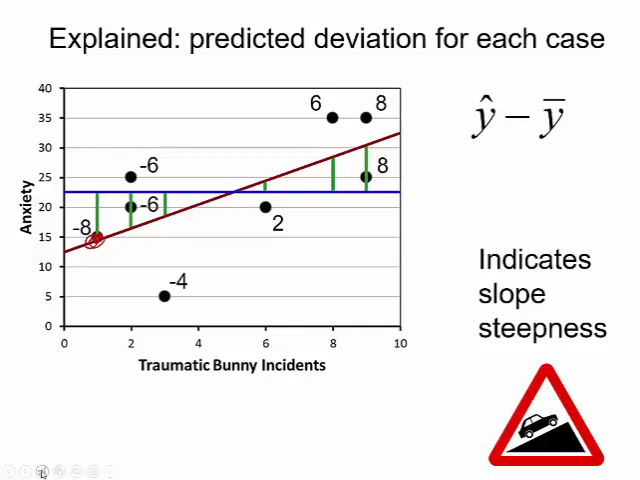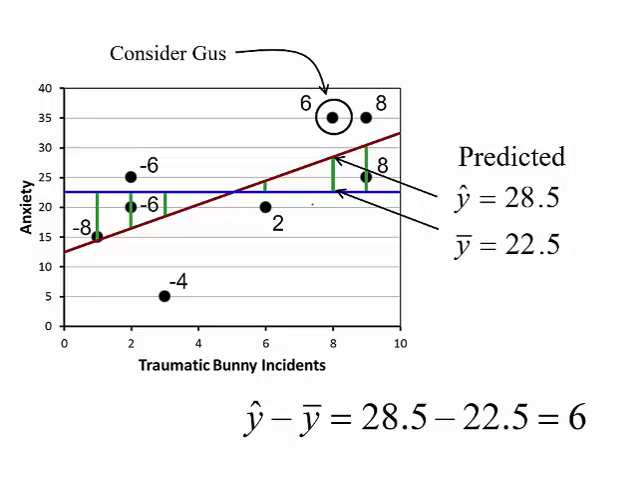So for example, this person right here: the predicted score is right there on the red line, and the mean is the blue line. So y hat minus y bar is the size of the difference between the red line and the blue line. And it doesn't matter what your score is on y. Actually, let me go to another slide here. We'll come back to that slide in just a moment.